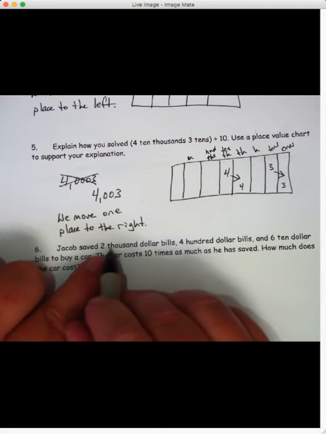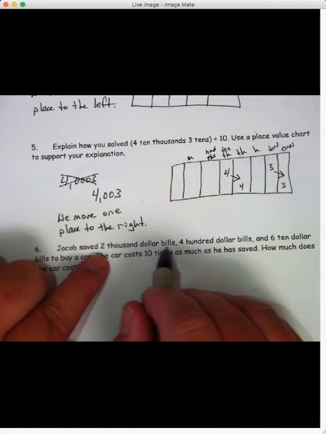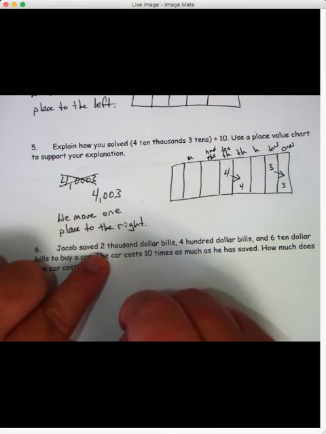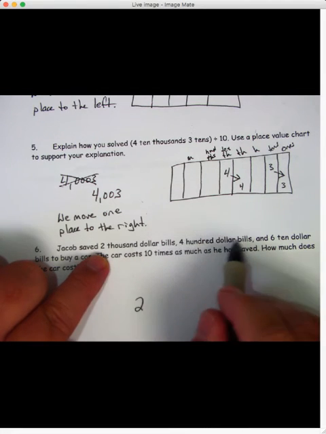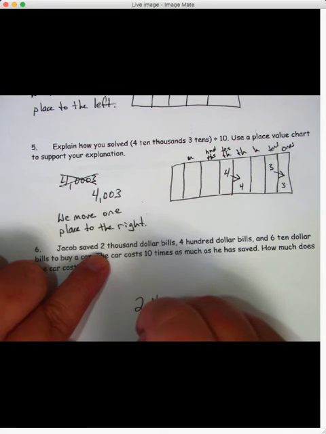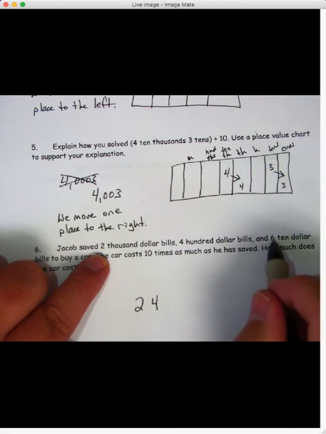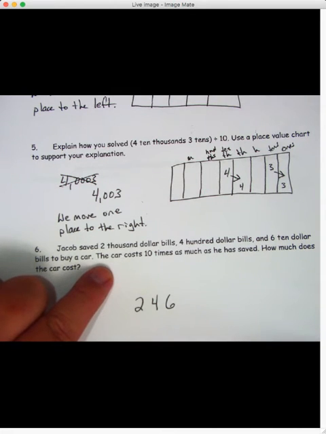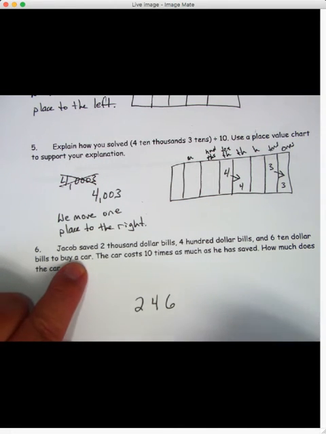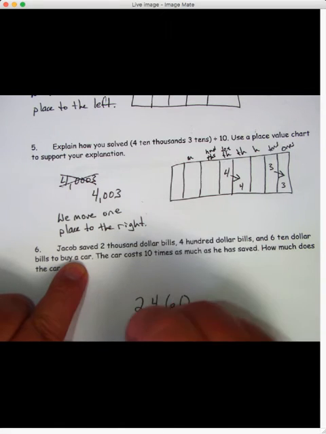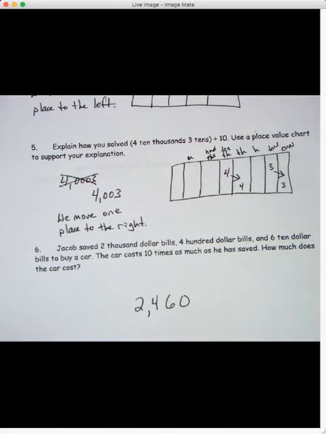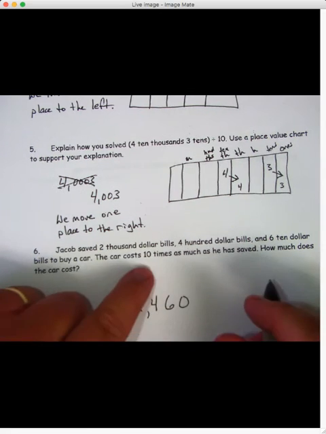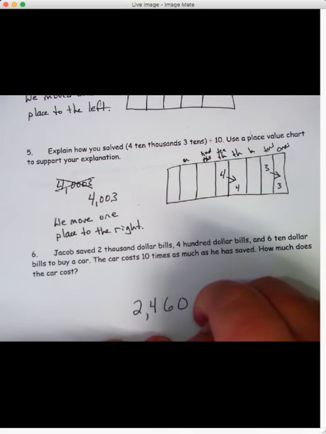Well, let's write this out. $2,000 bills. So we're going to put a 2, $400 bills, 4 in the hundreds place, 6 $10 bills, a 6 in the tens place. Do we have any $1 bills? No. So it's a 0. So Jacob did pretty good. He saved $2,460. But the car cost 10 times as much as he saved.